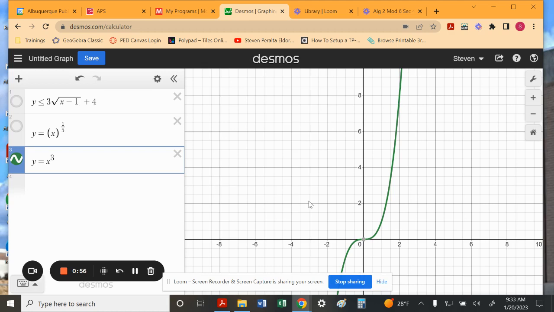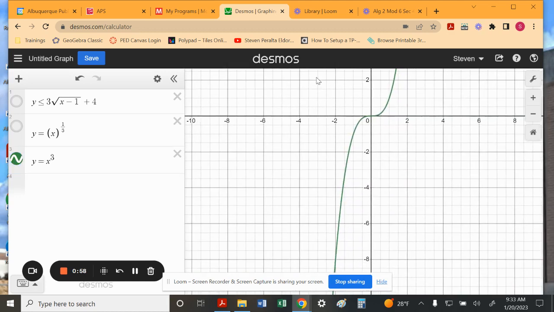And of course, if we were to go down and look at -1, so when x is -1, you'll notice that y is -1, which of course it should be. If you plug it into that equation, that's what we should get. And then if we go all the way down here, I think that stop sharing thing is kind of interrupting it, but I can see a -2, -8 down there. So that's the cube function.